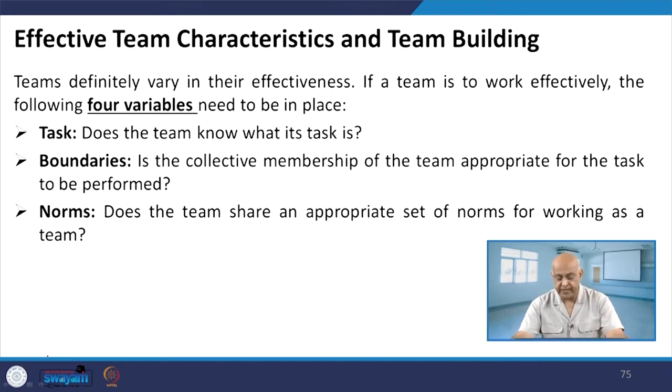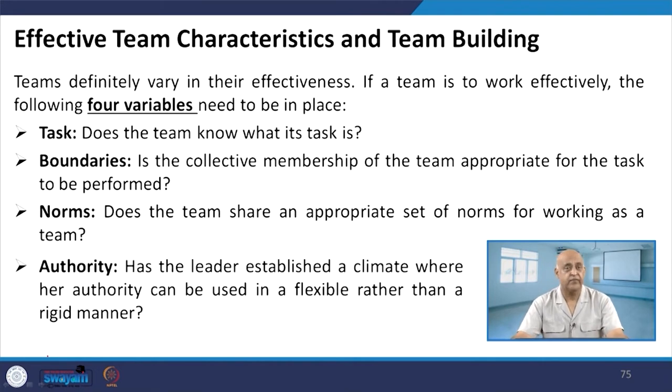Does the team share an appropriate set of norms for working as a team? We have talked about norms, so norms are to be there. Then there has to be authority. The leader establishes a climate where authority can be used in a flexible rather than a rigid manner. The team should be able to use this authority as needed. It may not be regular, but need-based, that authority of that particular group and team can be used. When you use your authority in the proper manner, you will be more successful towards the accomplishment of your goals.